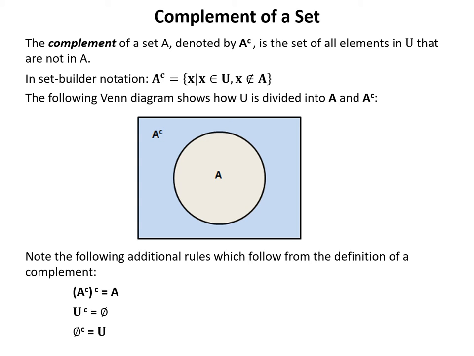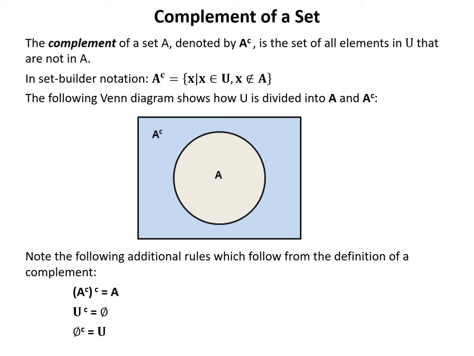Here a Venn diagram is very helpful for simplifying what's happening. The Venn diagram shows how the universal set ends up being divided into two parts, set A and the set A complement. So the inside of the circle is the set A, and everything outside the circle in the box is A complement.